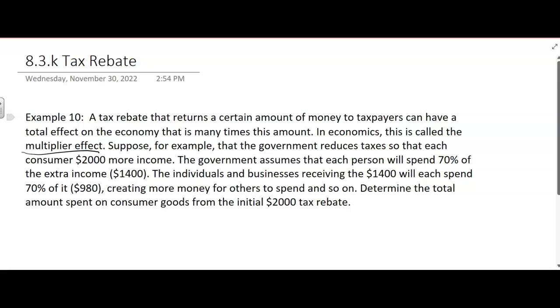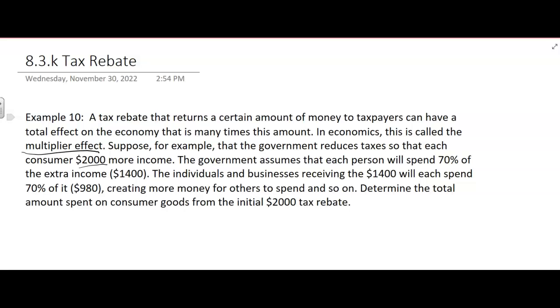So suppose, for example, that the government reduces taxes so that each consumer has $2,000 more income. The government assumes that each person will spend 70% of the extra income, $1,400, and then the individuals and businesses that receive the $1,400 will each spend 70% of it, $980, creating more money for others to spend, and so on. Determine the total amount spent on consumer goods from the initial $2,000 tax rebate.